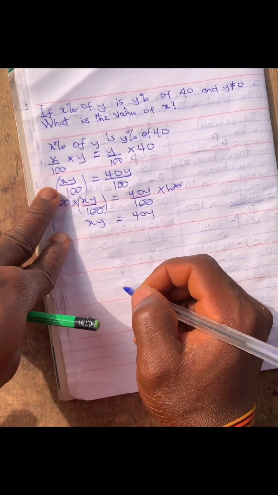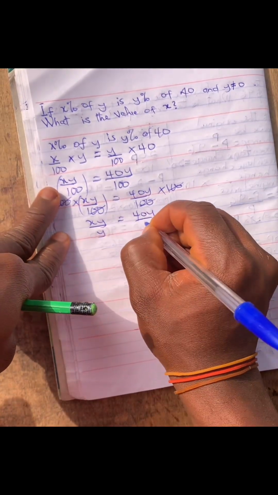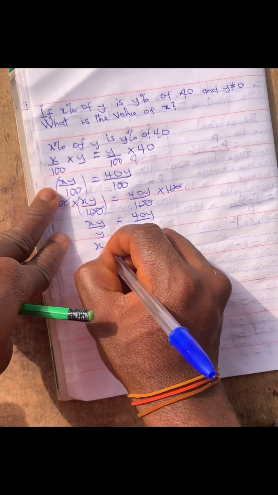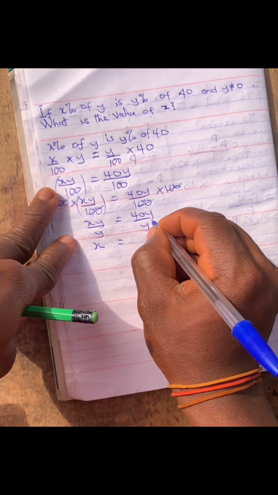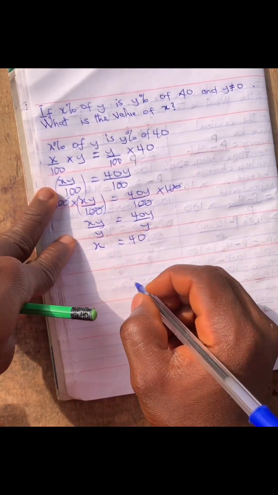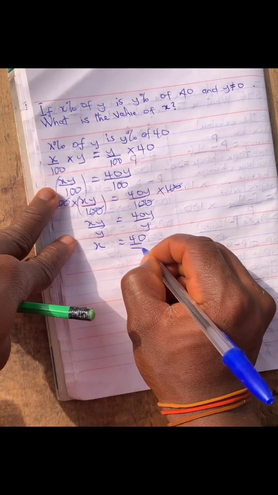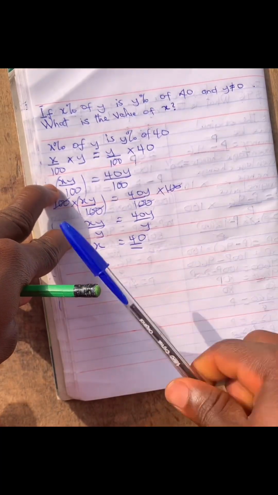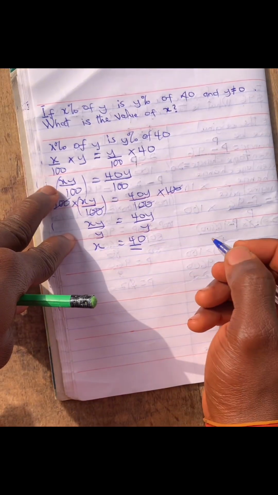You can divide by y. Here you have x equals, so y divided by y is 1, multiplying 40 is 40. So that's simple. What is the value of x? X is 40. Just like that.